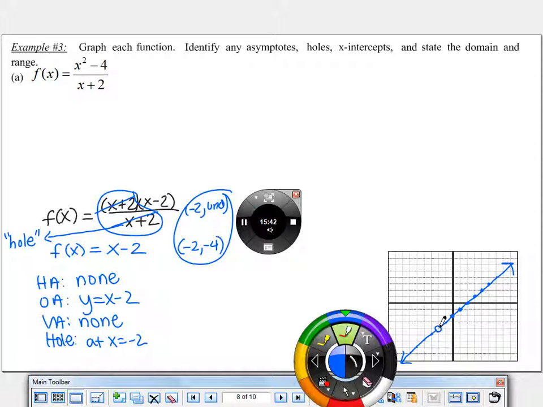All right, I guess we also have to list X-intercepts. This being a line is a little bit different than some of the other stuff. What is the X-intercept to? Good.